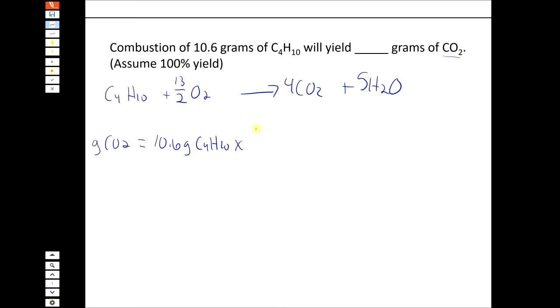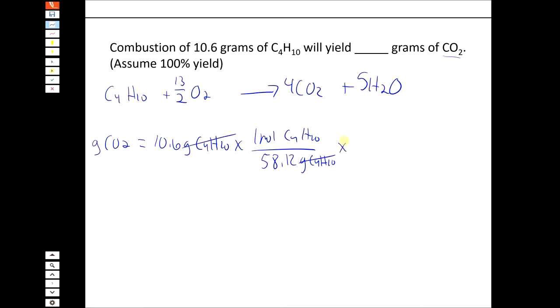First thing we do in stoichiometry is convert to moles. So if we're given a mass, we just use molar mass to convert to moles. That should be 58 plus something. Let me get that number exactly right. Alright, so I got 58.12 for being fairly exact with that. So it's 58.12 grams per mole, so we divide by that to get into moles of C4H10.